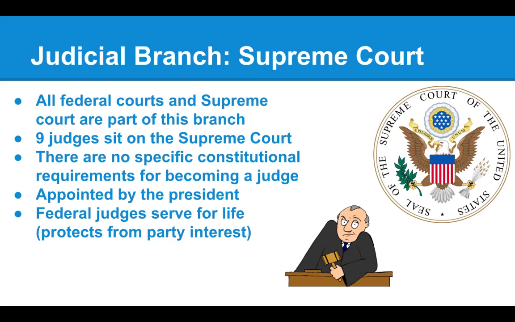Or maybe it's on the next slide. But all federal courts and the Supreme Court are part of this branch. Nine judges sit on the Supreme Court. There are always nine. If one of them dies or retires, then we have to get a new judge because there's always nine.